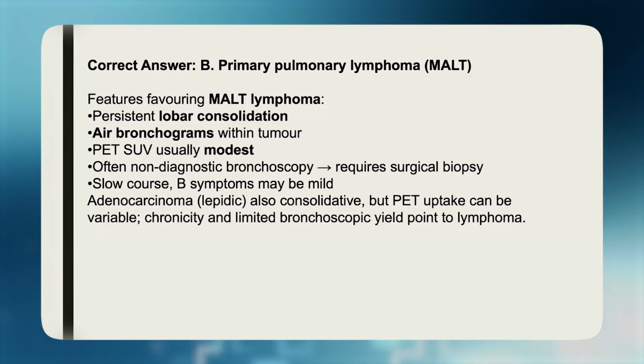B symptoms can be present. Again, adenocarcinoma also could be consolidated, but PET uptake can be variable. Chronicity and limited bronchoscopic yield point to lymphoma. So there are some classical features by which you can distinguish primary pulmonary lymphoma from others.